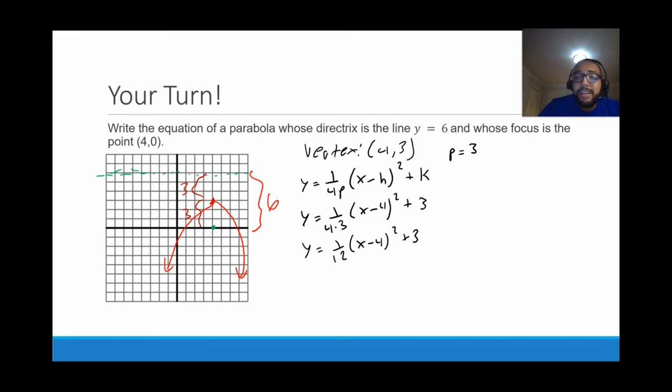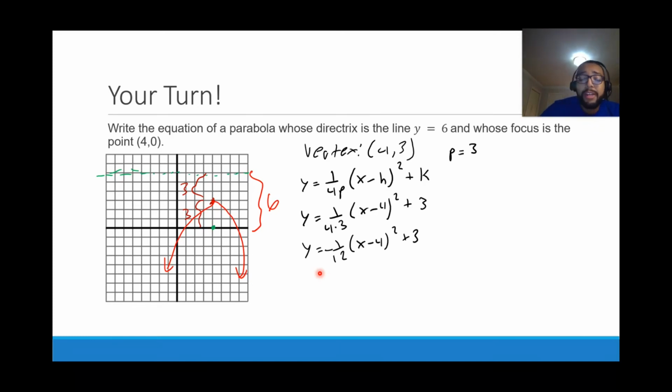Our equation needs to have a negative with that 1 over 12. That looks terrible, I know, sorry. The reason why, again, we need a negative is because our parabola actually opens down. If we have a parabola that's opening down, that means there is a reflection across the x-axis, which means that value of a must be negative. So my actual equation needs to be y equals negative 1 over 12 x minus 4 squared plus 3.